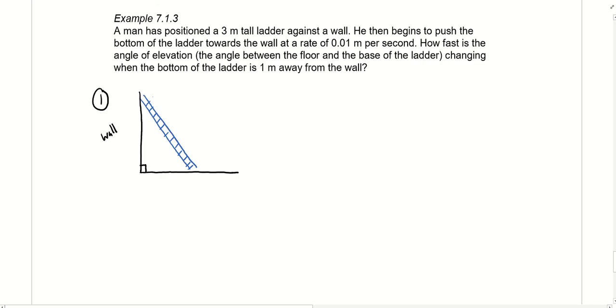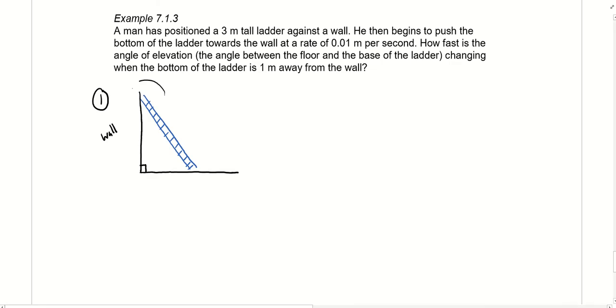All right, so there's the ladder. And what's going on is the ladder's bottom here is being pushed towards the wall at a rate of 0.1 meters per second. And we want to figure out how fast the angle of elevation, the angle between the floor and the base of the ladder, is changing at a certain point. So we're going to need some more things labeled here. This doesn't look like it's going to help us very much as it is.